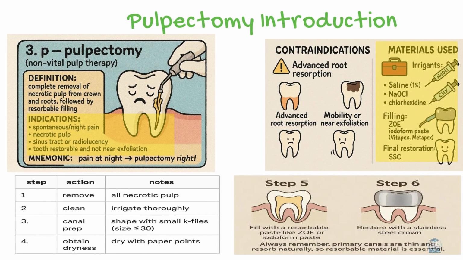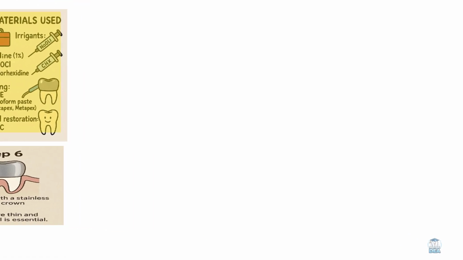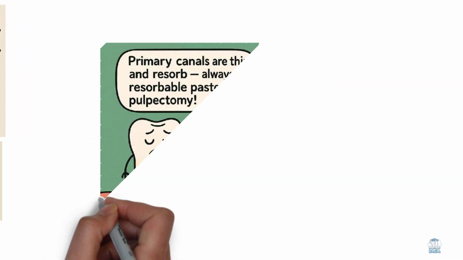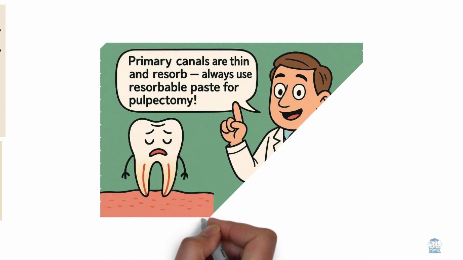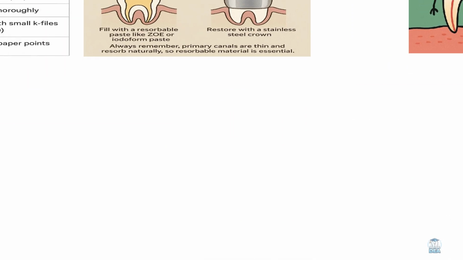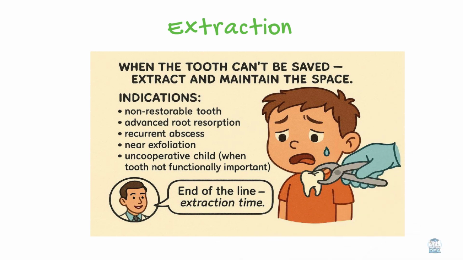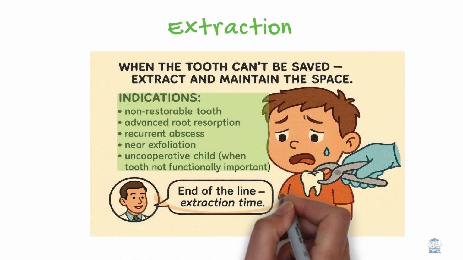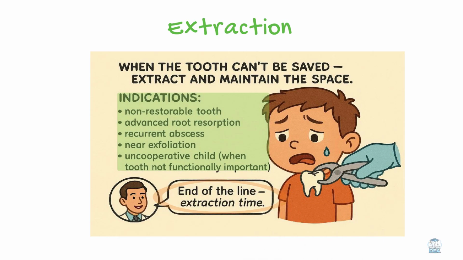Always remember primary canals are thin and resorb naturally, so resorbable material is essential. Extraction is indicated when the tooth is non-restorable, has advanced root resorption, recurrent abscess, or is near exfoliation. Also consider it if the child is uncooperative and the tooth isn't functionally important. Mnemonic: end of the line, extraction time.